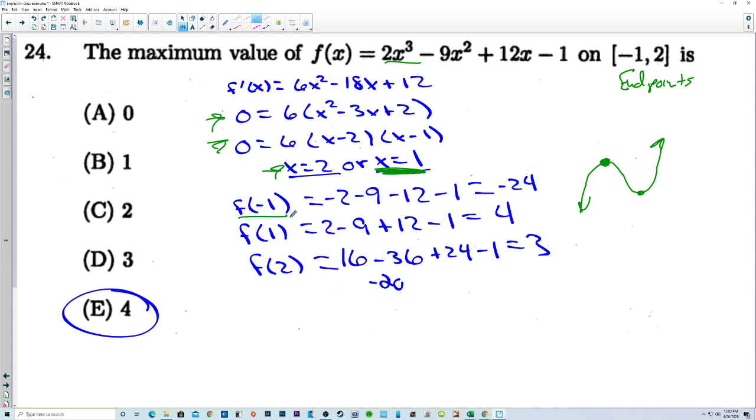But here's one endpoint, -1. Here's the other one. So we got -24. 3 is the winner right now, but then when you plug in f of 1, 4 ends up being the winner. So 4 is the actual maximum value.